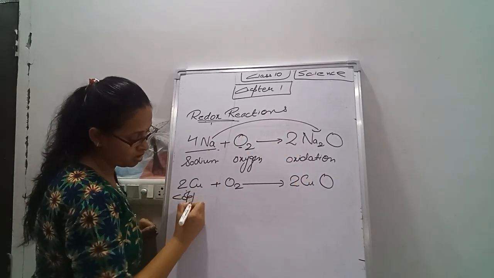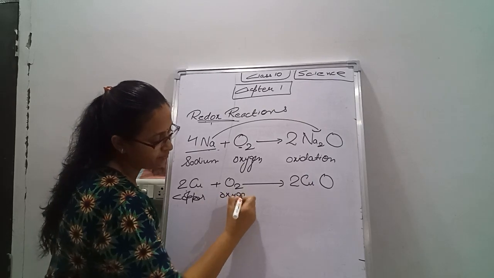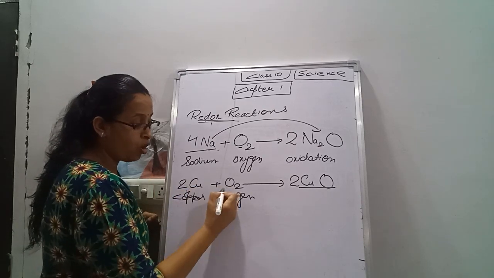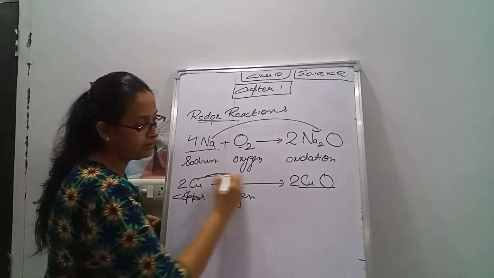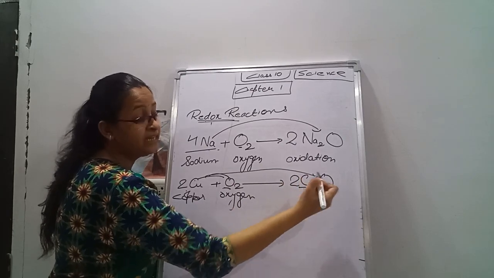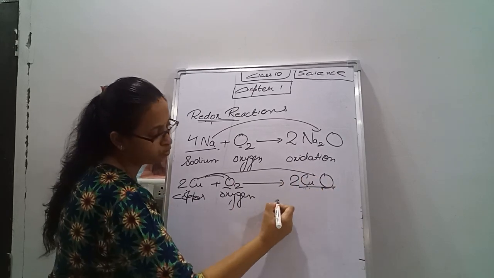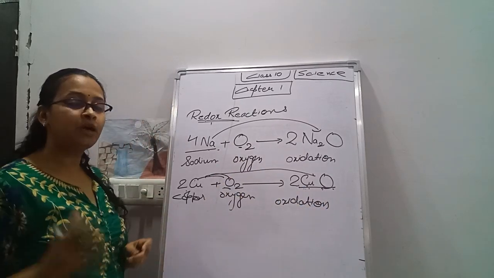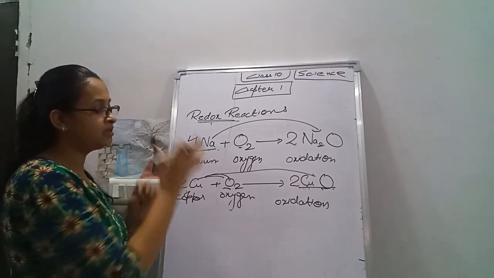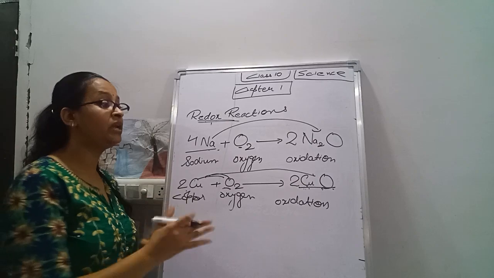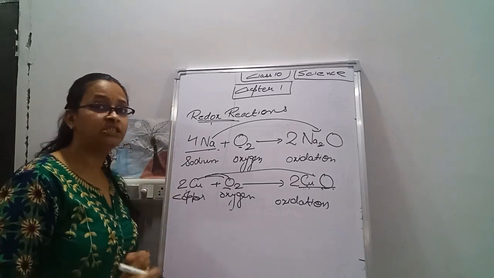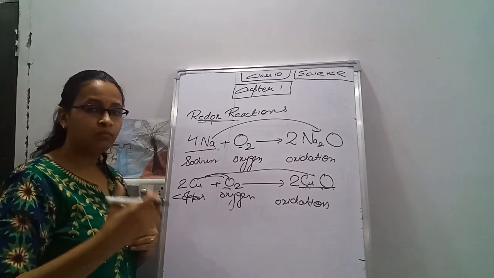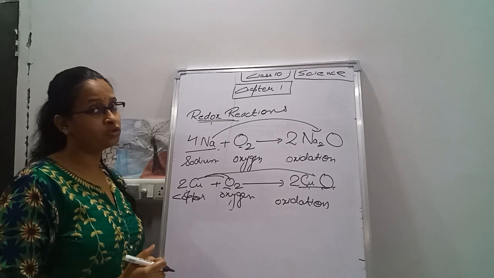Another example of oxidation: copper plus oxygen is combining to give you copper oxide. What you are observing is oxygen is adding to the copper and forming a new compound, that is copper oxide. So it is oxidation. Clear? So I think oxidation is very much clear: in any element or in any compound, when oxygen is added, it is oxidation. In fact, when you are removing the hydrogen from any compound or any molecule, then also that reaction is oxidation.